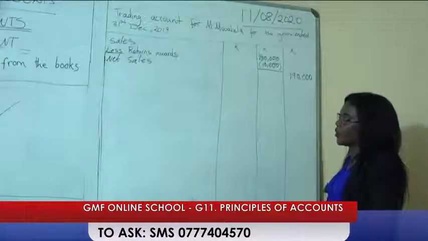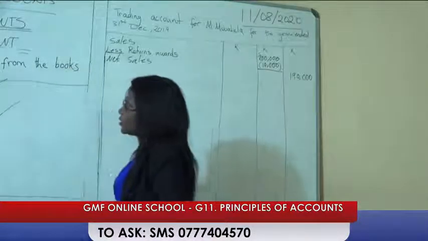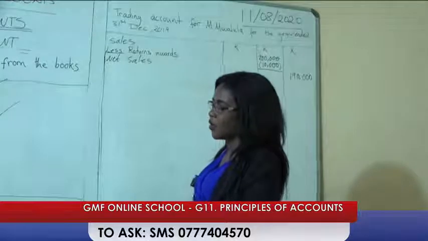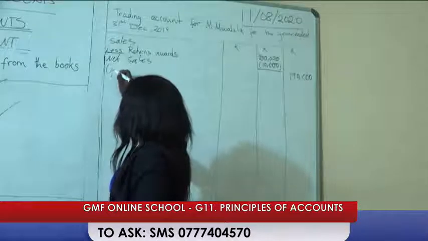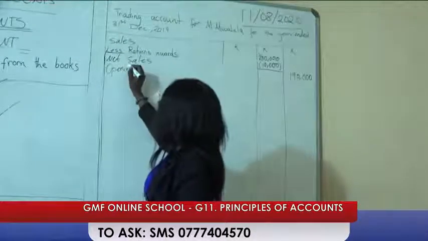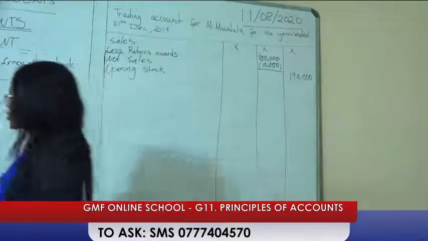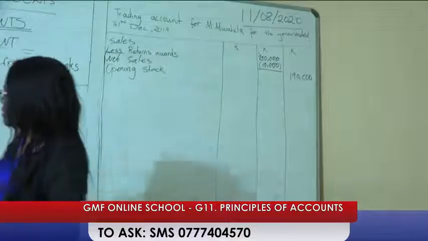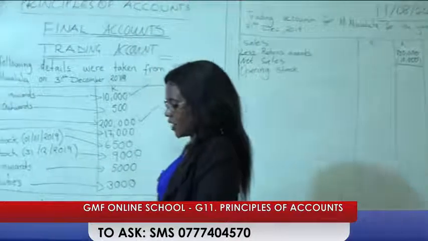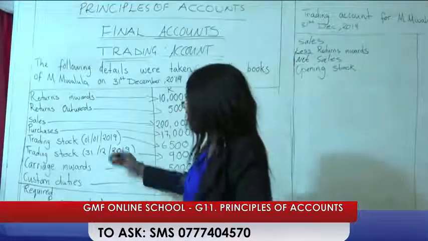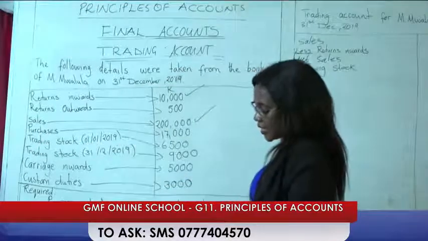The next step, so here we've already dealt with the returns inwards and the sales. The next, what we're going to enter is the opening stock. What's the opening stock there? Remember, on the stocks we have 2 trading stocks. The other one is at the beginning of the year, then the other one at the end of the year. So when you're starting something, definitely it's at the beginning. So we're going to get the date at the beginning of that year.